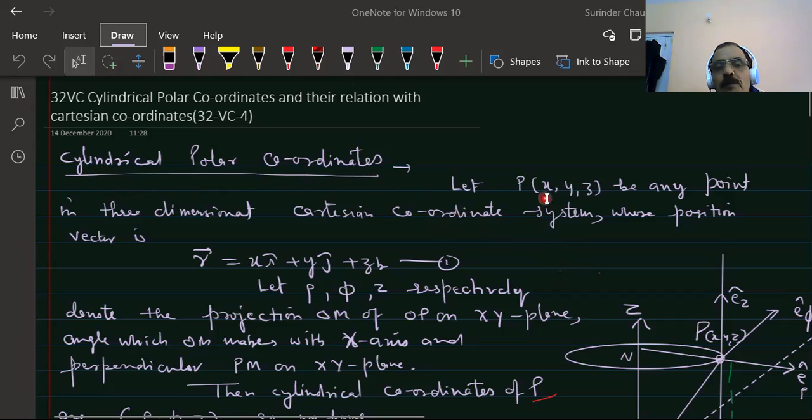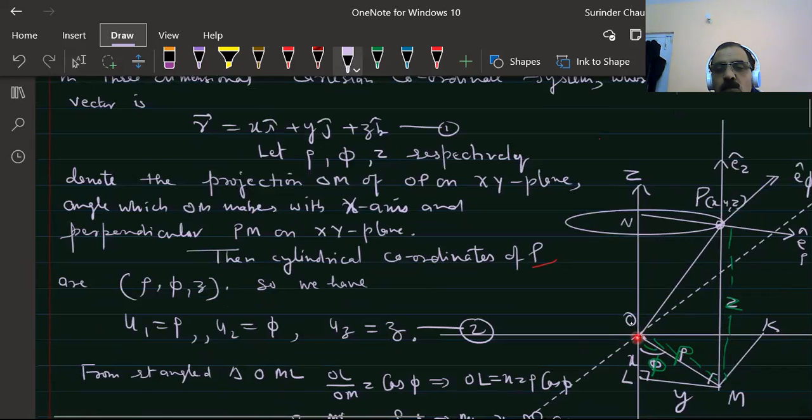So let P be any point in three-dimensional Cartesian space, whose position vector is given by r equal to x i plus y j plus z k. This is the diagram form. This is the x-axis, this is the y-axis, and this is the z-axis. Now it's a point in the space.